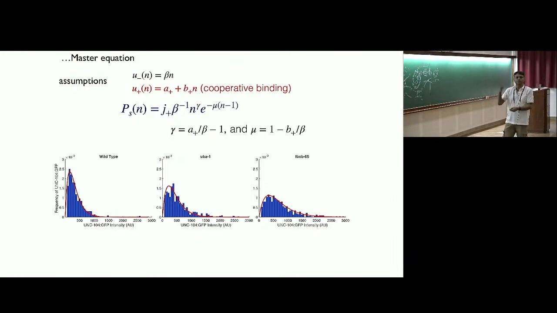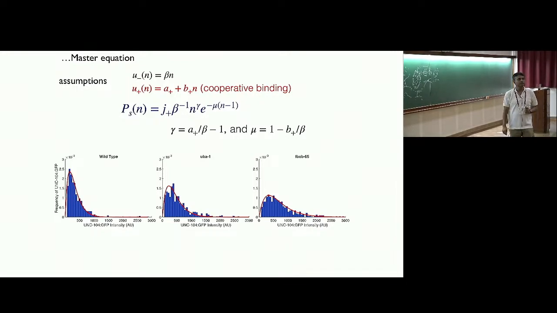But from experiments, we have seen that this distribution changes as you do these mutations. That tells us that this b plus by beta is necessary. Otherwise, you will just get a function n to the power gamma e to the power minus n, without mu.